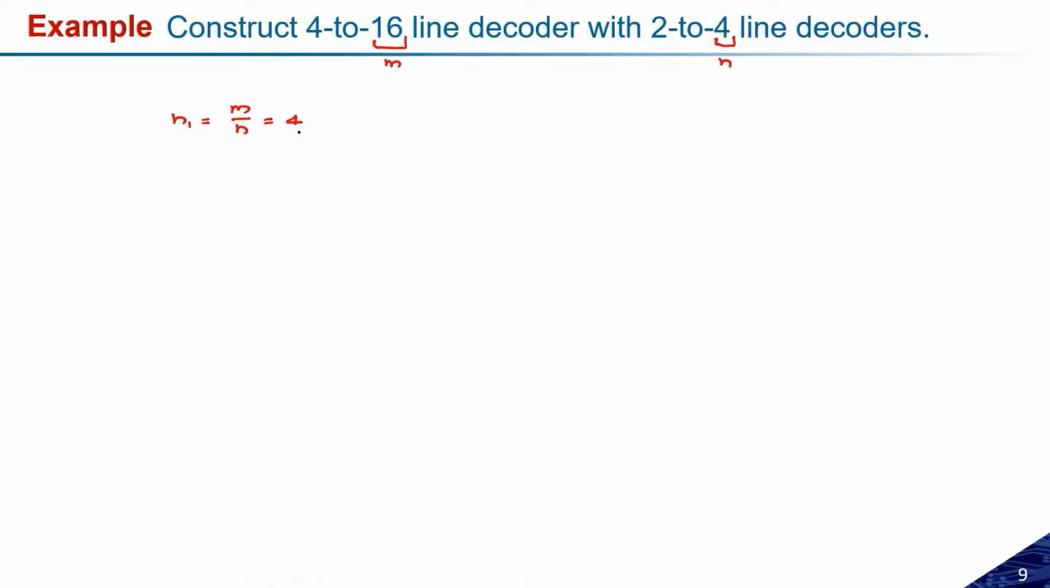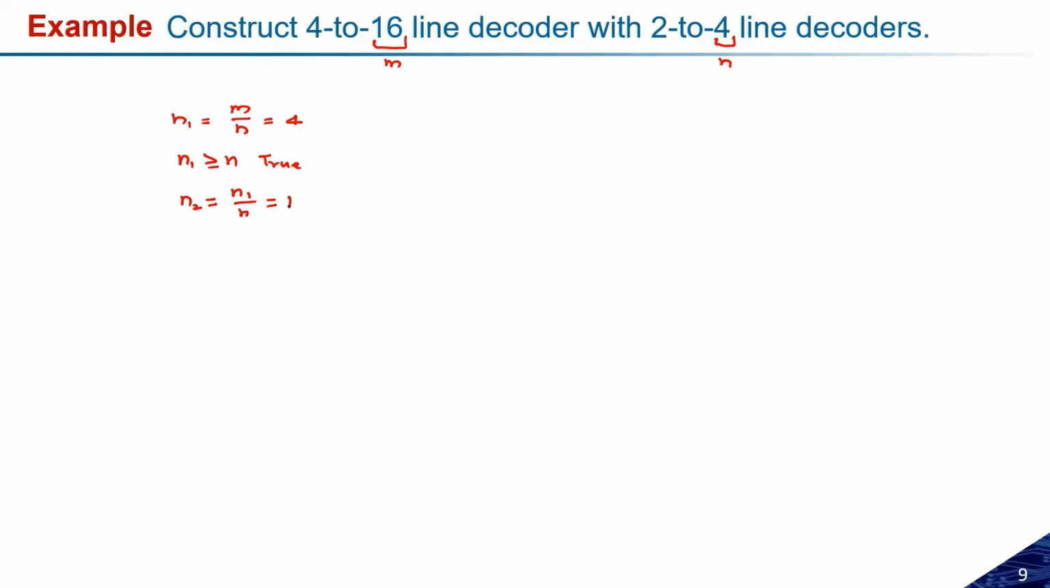Then because this N1 is greater than or equal to N, this condition is true. N1 is 4 here, so 4 divided by 4 gives 1, and this is N2. So N2 will be 1. Now you need to check that N2 is not satisfying this condition, so further decoders will not be required. So the total number of decoders will be N1 by N, that will give you 1. Total decoder requirement will be 5 only.